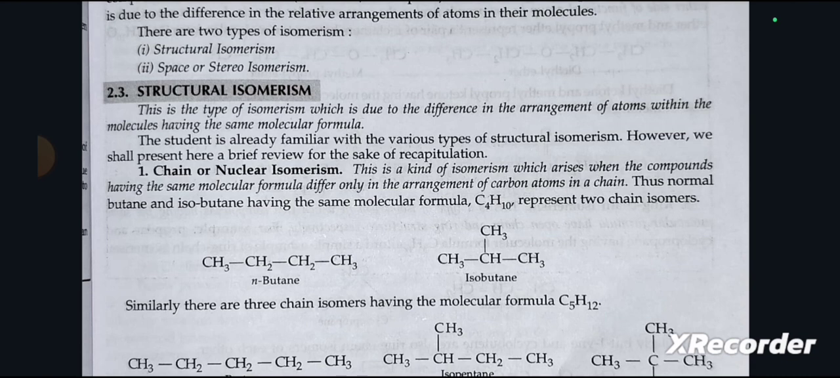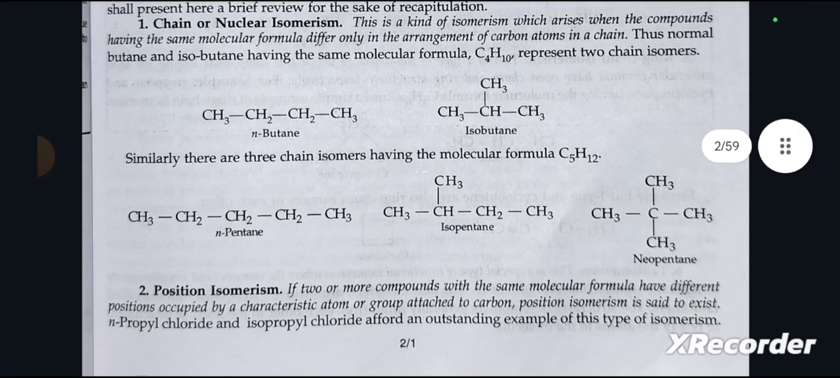First, chain or nuclear isomerism. This is a kind of isomerism which arises when the compounds having the same molecular formula differ only in the arrangement of carbon atoms in a chain. Thus, normal butane and isobutane, having the same molecular formula C4H10, represent two chain isomers. CH3, CH2, CH2, CH3 is butane. CH3, CH, CH3 with CH3 on the second position is isobutane.